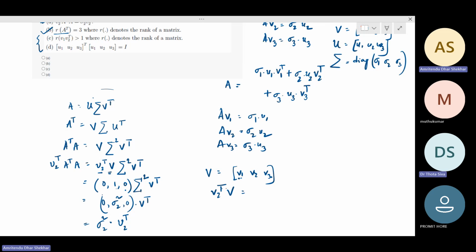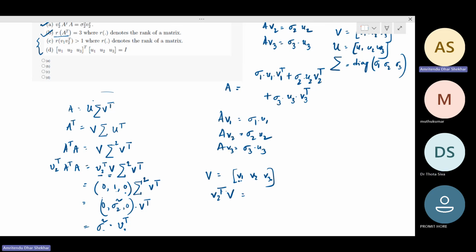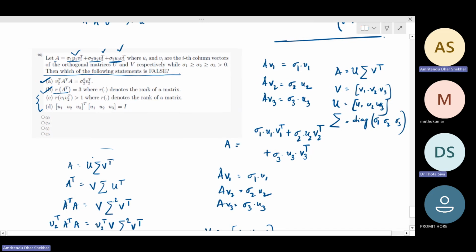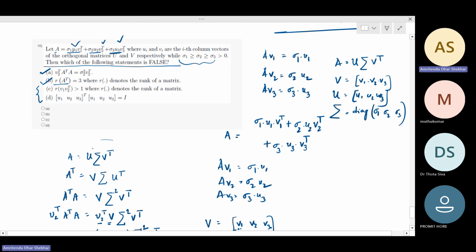The first option is obviously correct. The second option is also obviously correct, because the singular values are said to be greater than 0, so it's definitely a rank 3 matrix. The false answer is in option C or D, which I leave it to you to verify which of them is the correct option.